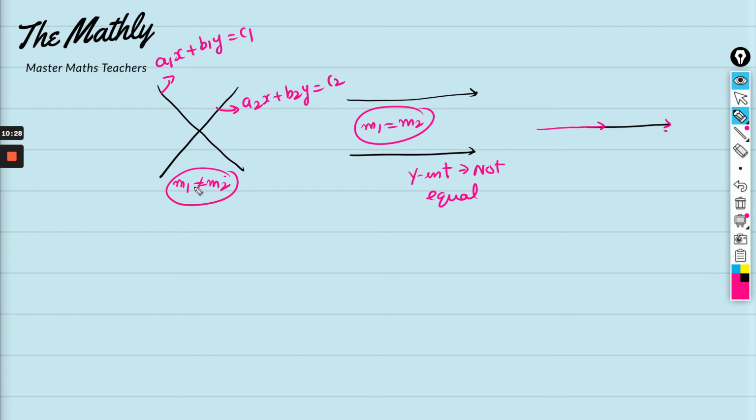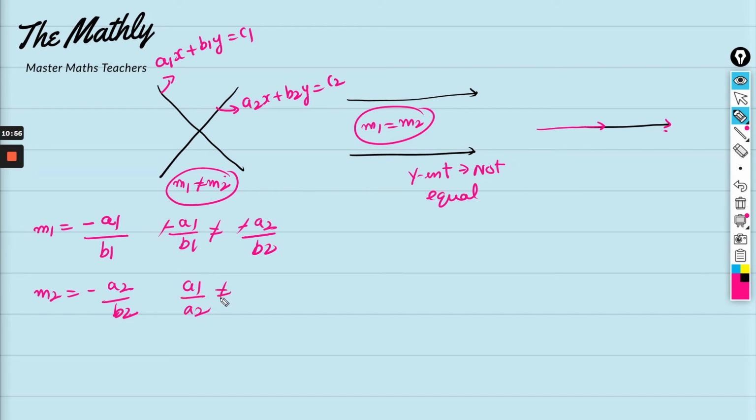Now, when the slopes are not equal, I can find m1 directly by using the negative of the coefficient of x, that is a1, upon the coefficient of y, that is b1. Same way, m2 will be negative of a2 upon b2. Now we know that the lines are intersecting, so the slopes are not equal. So negative of a1 upon b1 will not be equal to negative of a2 by b2. This and this will cancel out. I can rearrange it and say a1 by a2 is not equal to b1 by b2. That is the test.